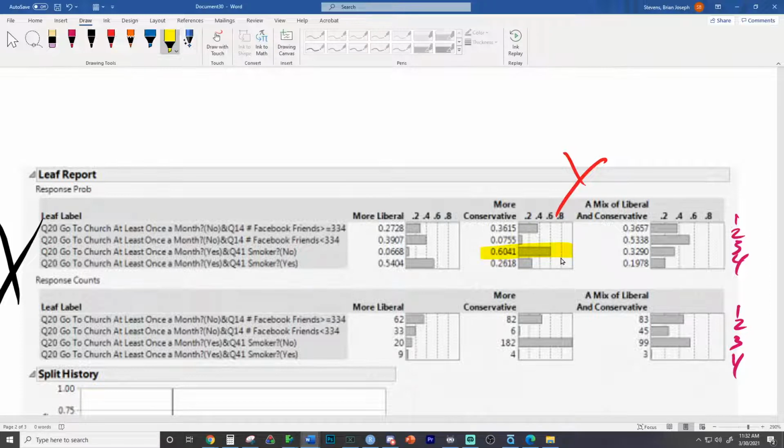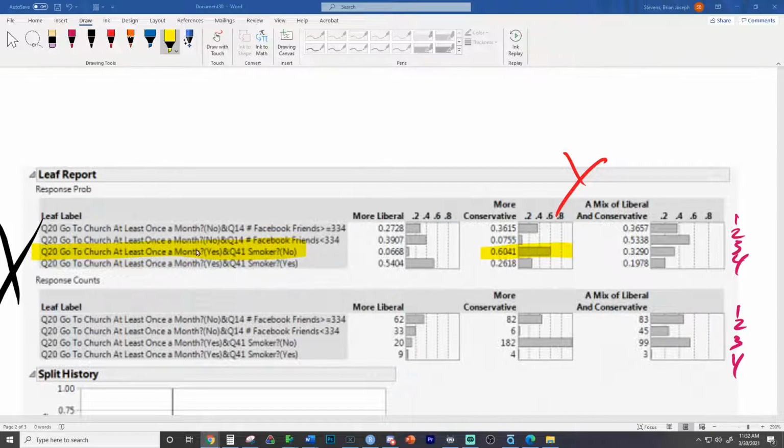So let's look at their X characteristics. They go to church at least once a month and they do not smoke. So the characteristics of these individuals right here are they go to church at least once a month and they do not smoke. Great job, everybody, right there. Don't worry, this is the practice. We're throwing out some 50 points for positivity right here.